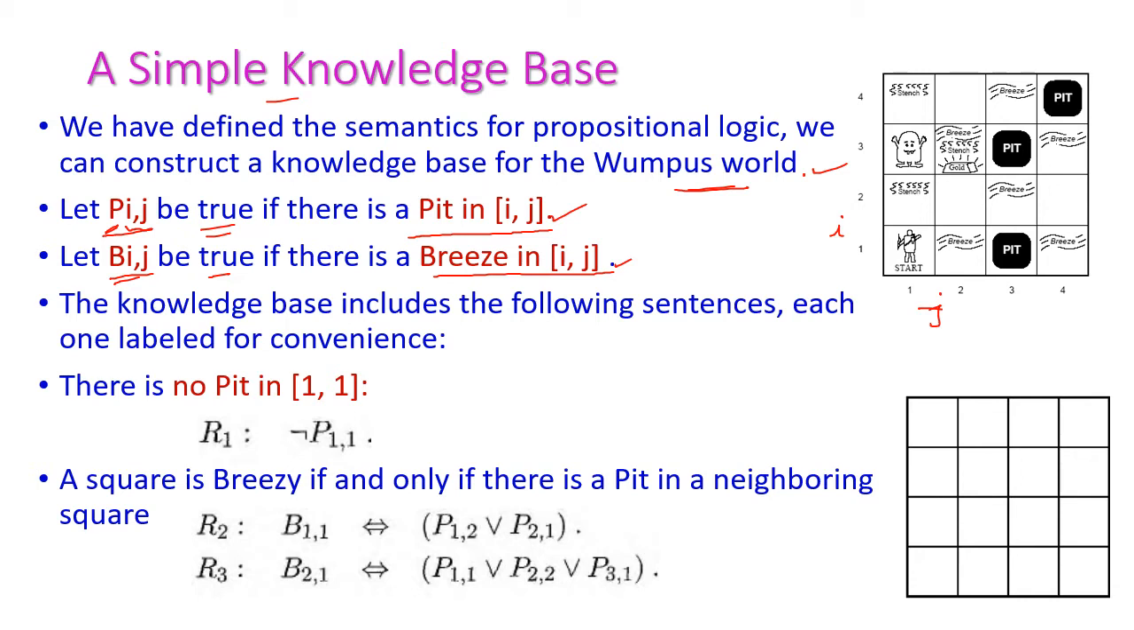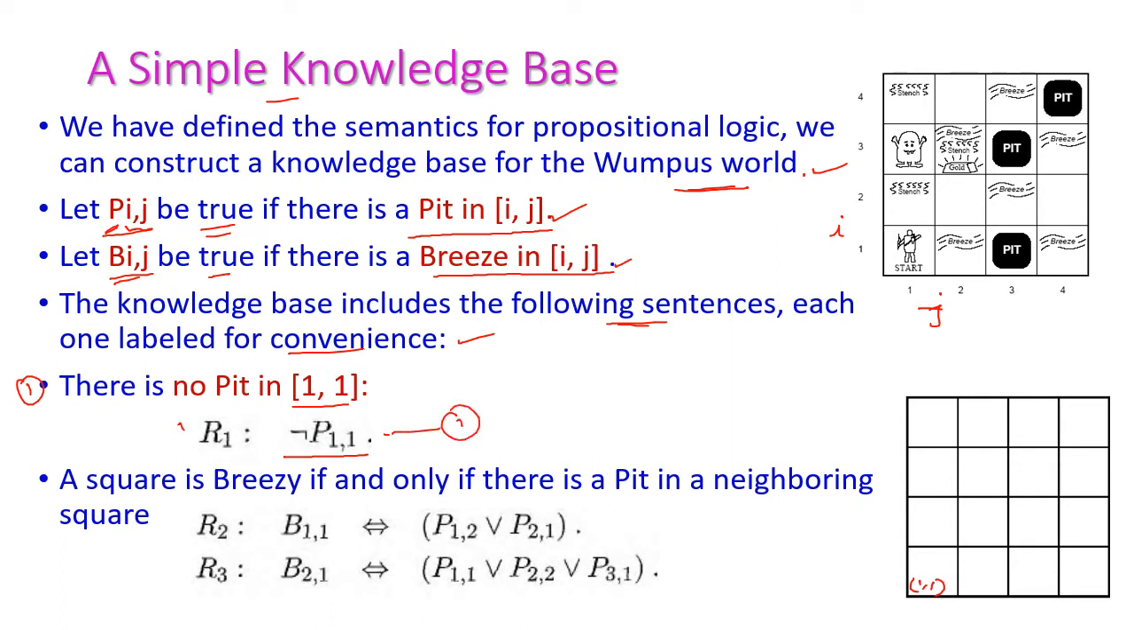So the knowledge base includes the following sentences, each one labeled for our convenience. The first sentence is: there is no pit in 1 comma 1. So in this 1 comma 1, no pit. No pit means negation of P of 1 comma 1. This is the first sentence.